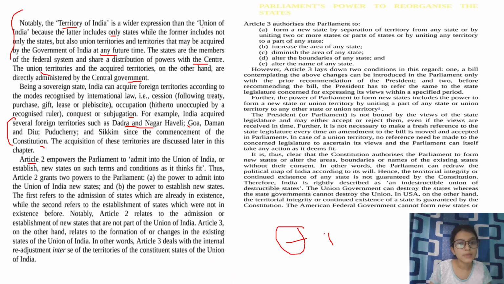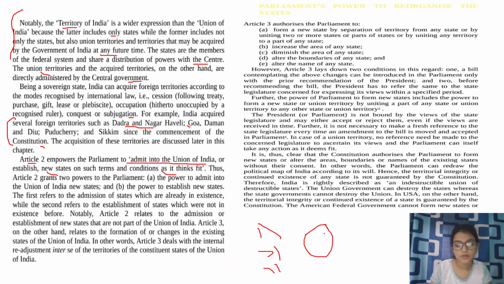Article 2 empowers the Parliament to admit into the Union of India or establish new states on such terms and conditions as it thinks fit. So here Article 2 gives specific powers to the parliament. The powers you can write in a separate form. For example, write Article 2 and write these three are the power of parliament that is given by the Indian Constitution by Article 2. It says admit into the Union of India or establish new states on such terms and conditions as it thinks fit.